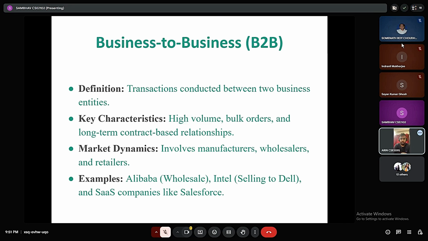Now, B2B. B2B is business to business. By far, the highest amount of money is exchanged in this model, although it is not very visible to the public. Why? Because companies sell services and products to other companies. This happens all the time, like on Alibaba or with Intel, because Intel sells its processors to other giant companies like HP and Dell. So the volume is huge. It is bulk ordered. It is based on long-term contracts, relationships, and trust. It doesn't happen in a single day.